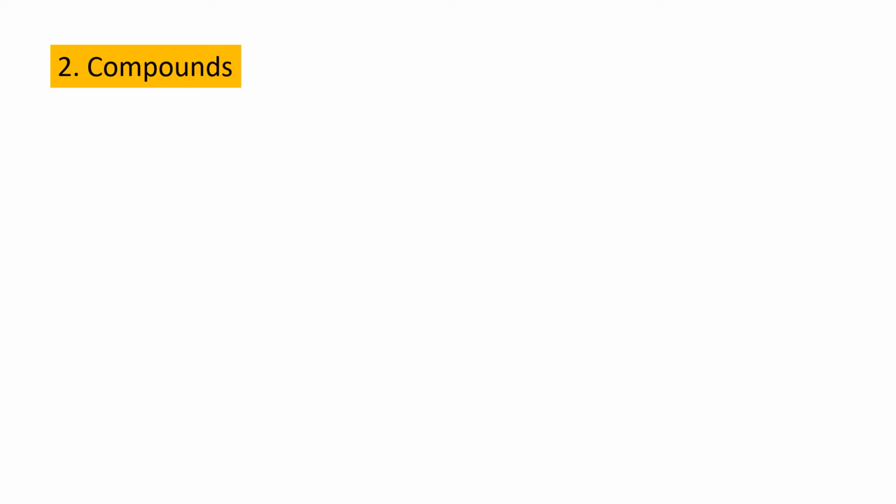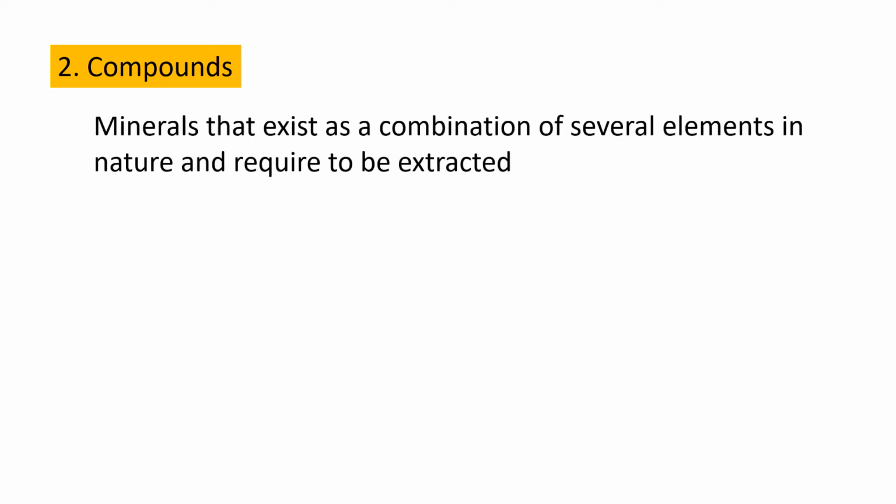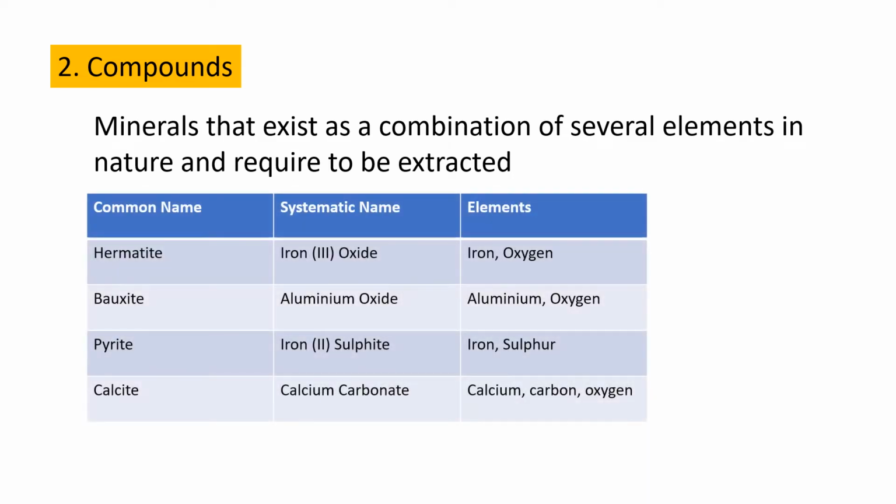The second type is compounds. Compounds are a combination of several elements. Compound minerals exist as a combination of several elements, but they need to be purified and extracted in order to get the metal we want. Stuff like hematite, which is iron trioxide. Within hematite, the compound has iron 3 and oxygen, so in order for us to get iron, we need to extract the iron out of hematite. Same goes with bauxite, pyrite, and calcite.